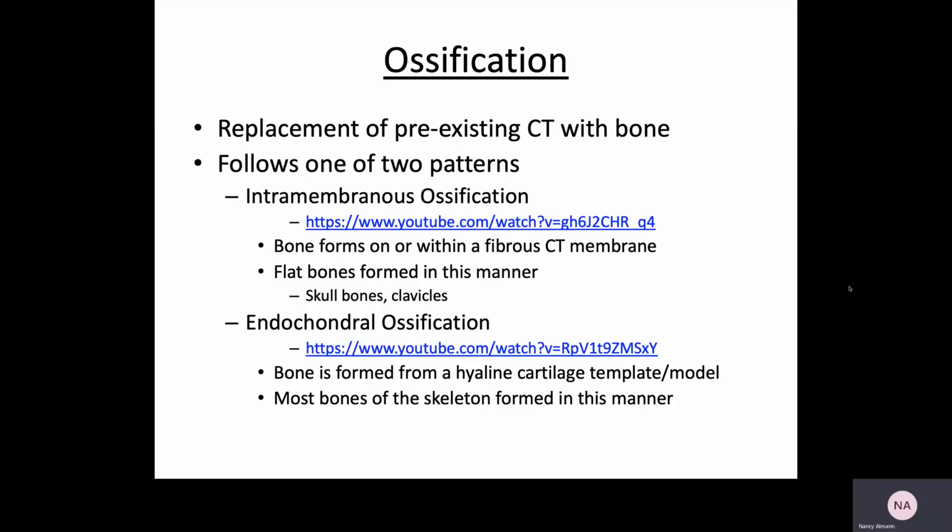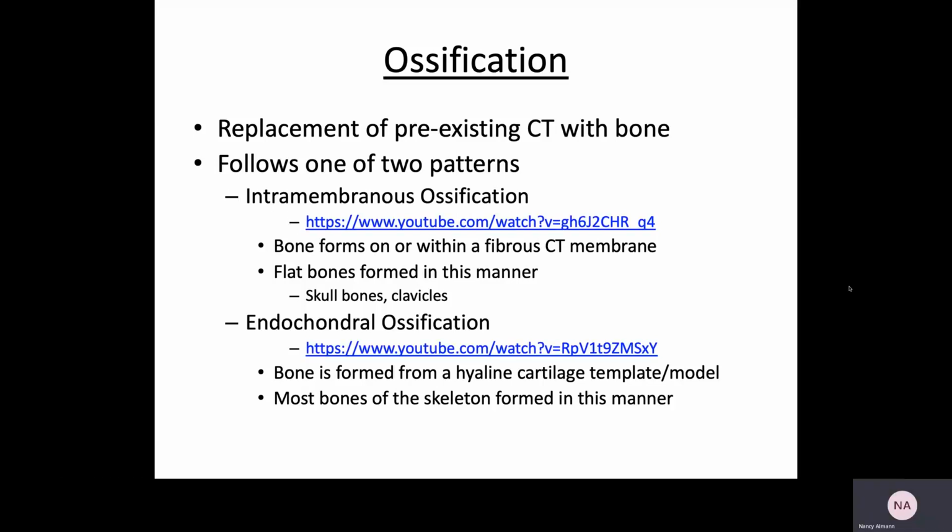Intramembranous ossification. Intra for within, membranous for membrane, and sure enough, this is going to happen within a connective tissue membrane. So the bone is going to form on or within a fibrous connective tissue membrane, and the flat bones that you know all about now are going to form through intramembranous ossification. So skull bones like the parietal bone, like the temporal bone, are going to form through intramembranous ossification. The clavicles, the ribs, the scapula, they will all form through intramembranous ossification.